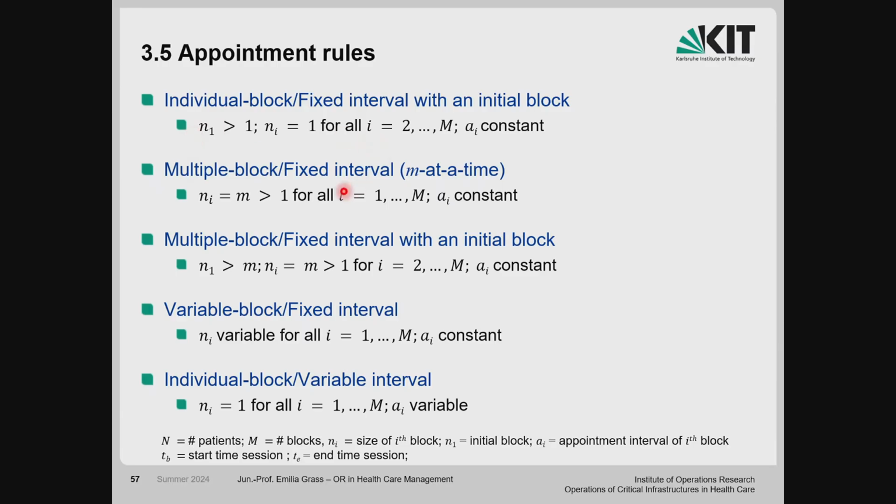Again, with a fixed interval, we could have an interval within the initial block, without an initial block, and we could also have variable blocks. We say, okay, in the first block we accept 5 patients, in the second 2 patients, and then maybe 2. This is beneficial to deal with fluctuations. That could be a reason, and it depends on what is optimal for your particular case.